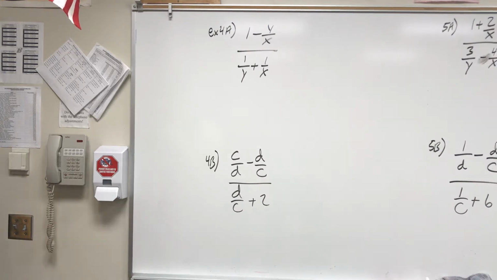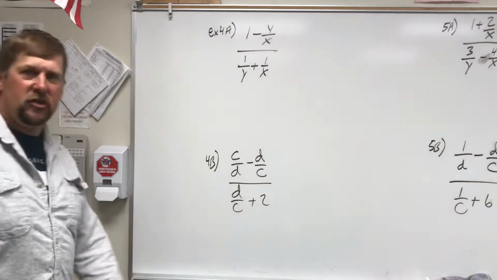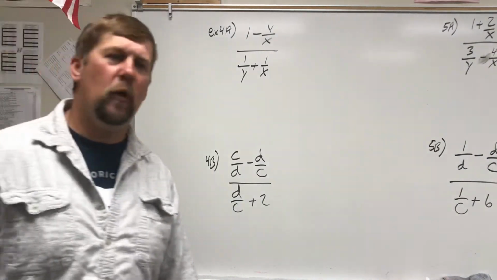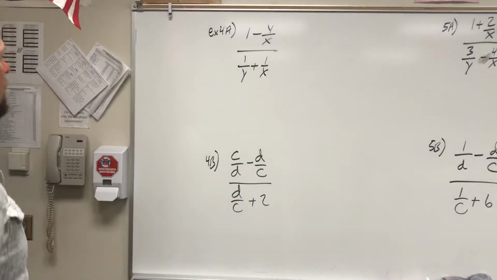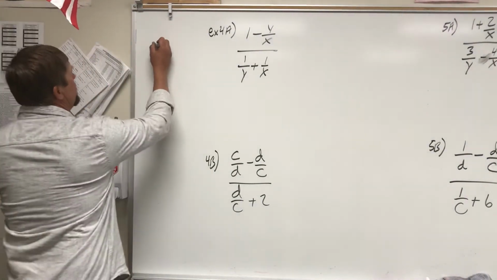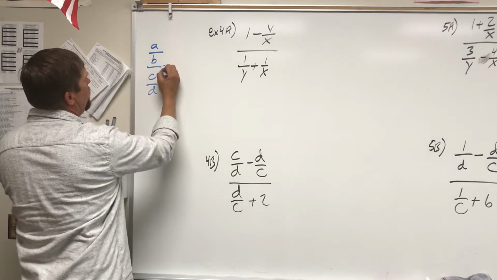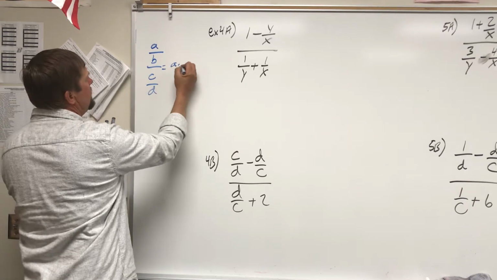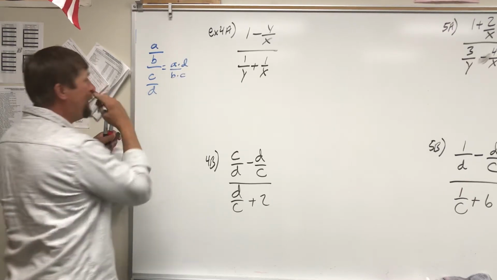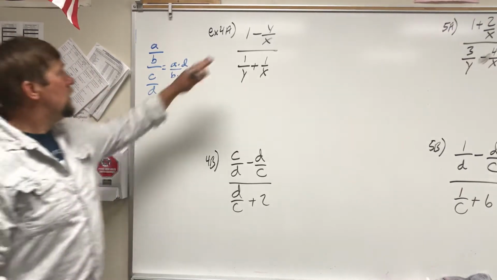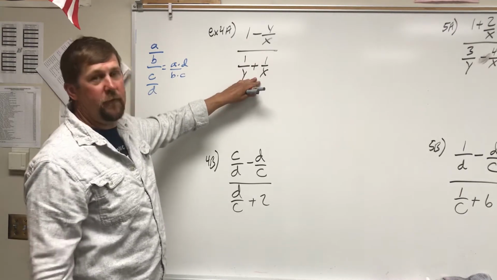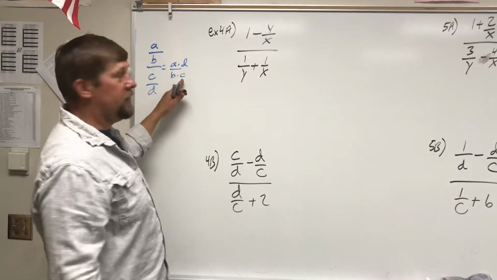The second part of 8.2 is on complex fractions. We did this a little bit in 8.1 where we had one fraction over another, and so then we just turn that into a times d over b times c. So that's possible. That's what you could do. You could make this into one fraction, this into one fraction, and then turn it into this.